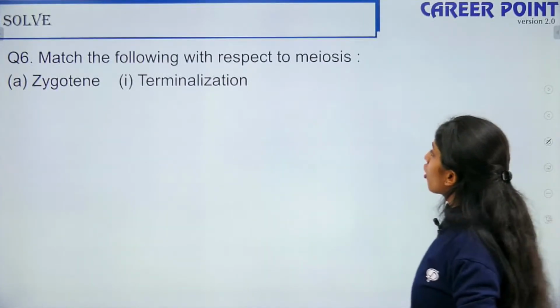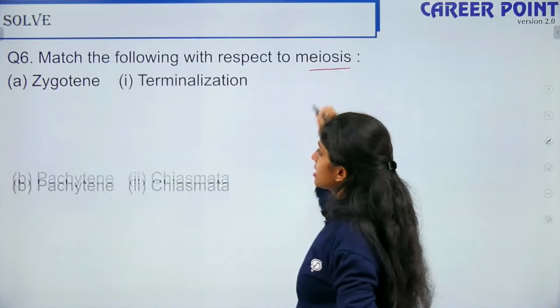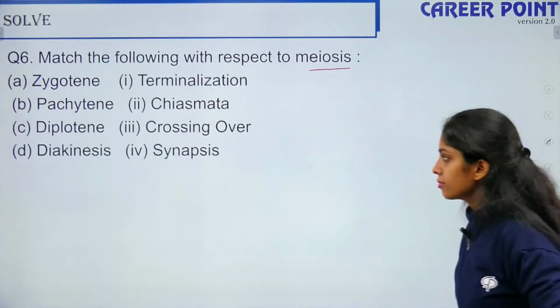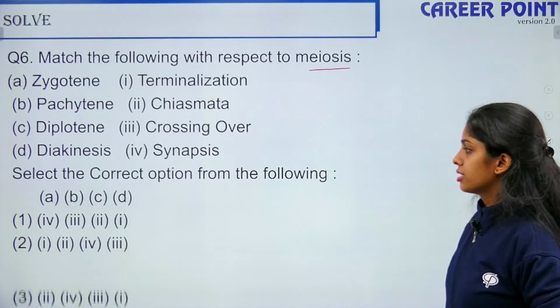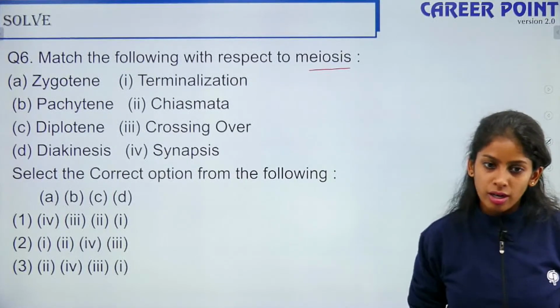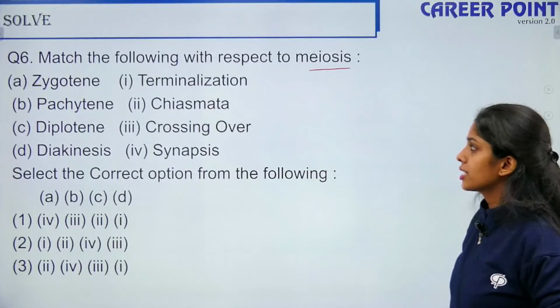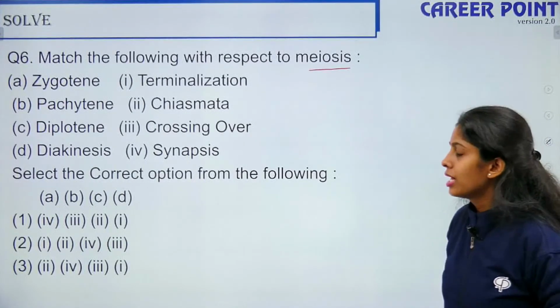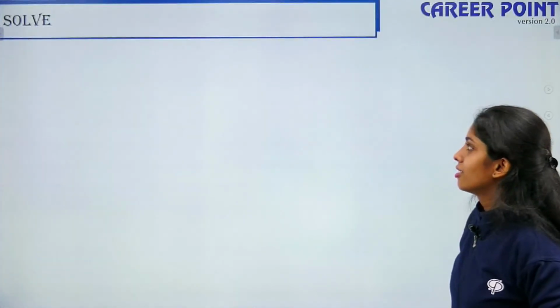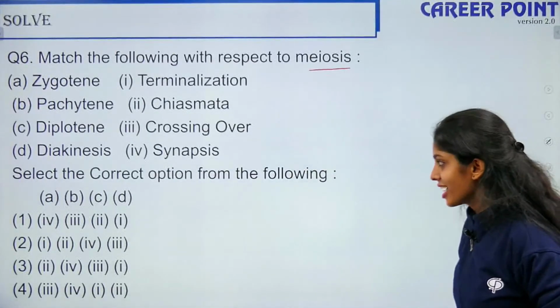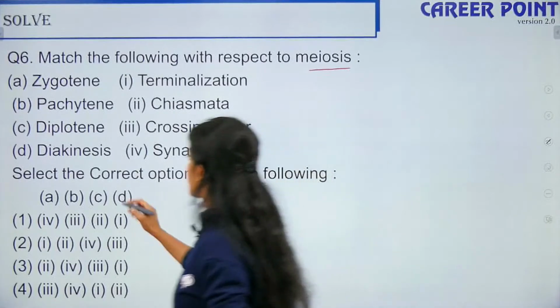So question 6. Match the following with respect to meiosis. So the options are this. I am not showing you the last option because that will show the answer. There is no answer anyway here. What is the correct option?